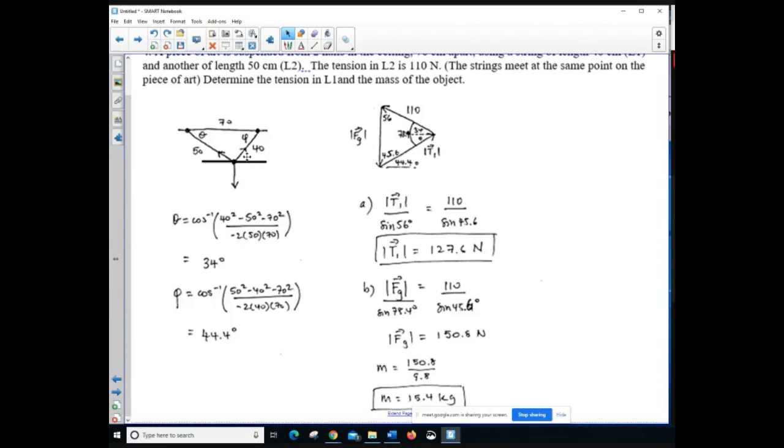So that's where the 44.4 becomes the angle that L1 makes with the horizontal. Okay? And then a very similar argument for this angle that L2 makes with the horizontal is equal to that angle there. So this 34 you see appears right here. Okay, does that make sense?